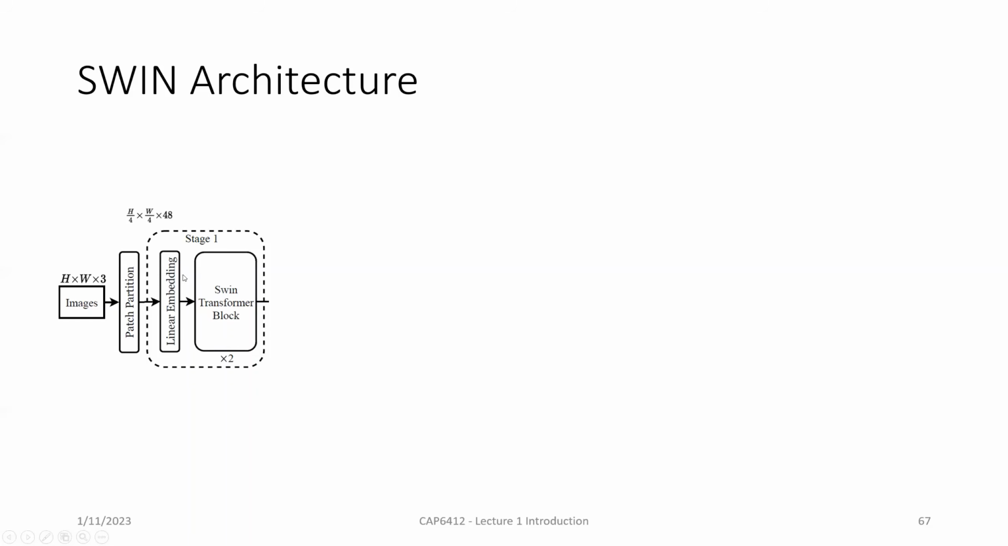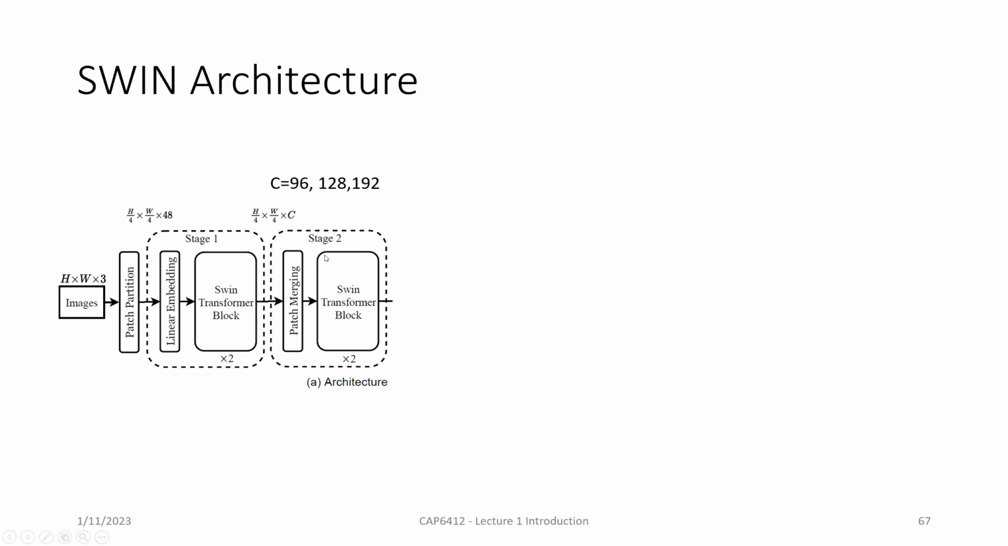Then we will have these different stages of the Swin. So stage 1, we'll do the linear embedding, and we'll have the Swin Transformer block, and 2 of those. So then we will again get the same number of pages, but we will increase the dimension to C, and I'm going to talk about that. What's the dimension? They did experiment with 96, 128, 192. We'll see the results.